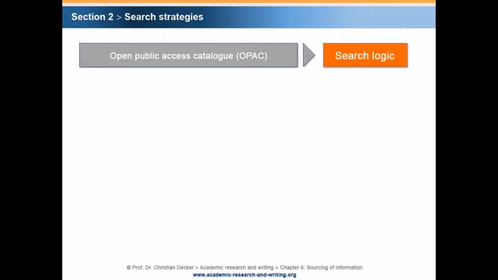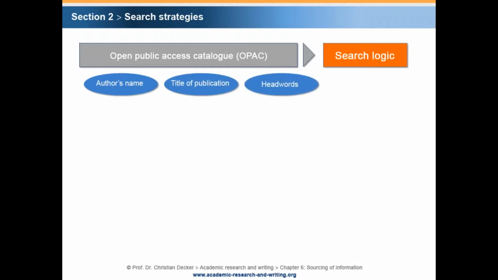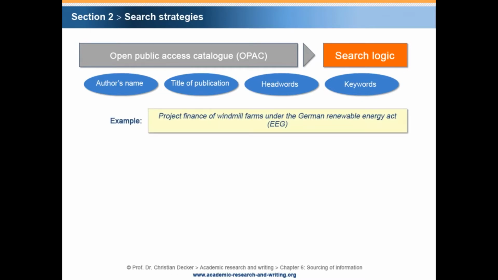The underlying logic varies from catalog to catalog. It is advisable to inform oneself about the search logic before starting a literature search process. Typically, OPACs provide different search option criteria such as author's name, title of publication, headwords, or keywords. In particular, searching for headwords and keywords are powerful options. The difference between headwords and keywords can be demonstrated by the sample topic Project Finance of Windmill Farms under the German Renewable Energy Act, EEG.